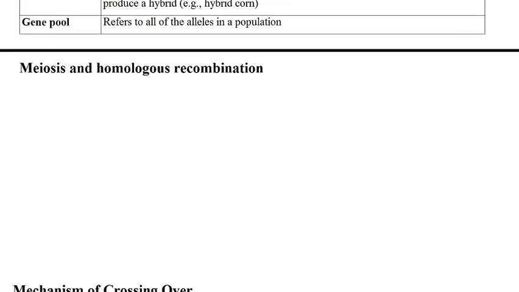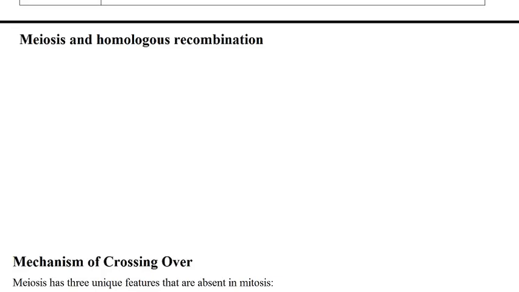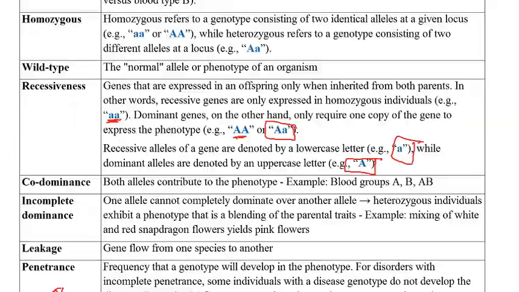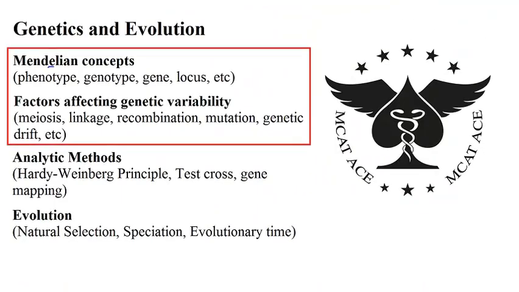Okay, now let's go over the process of meiosis and discuss how this process can lead to different genetic variability. So far we have gone over the Mendelian concepts. From here on, we would like to go over factors that can affect genetic variability, starting with meiosis.